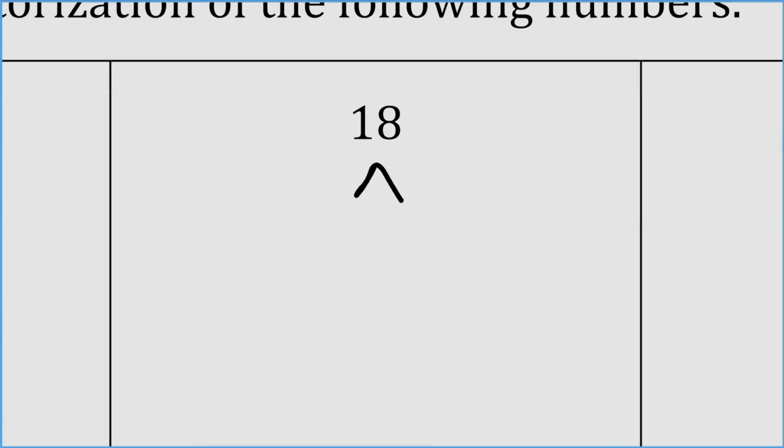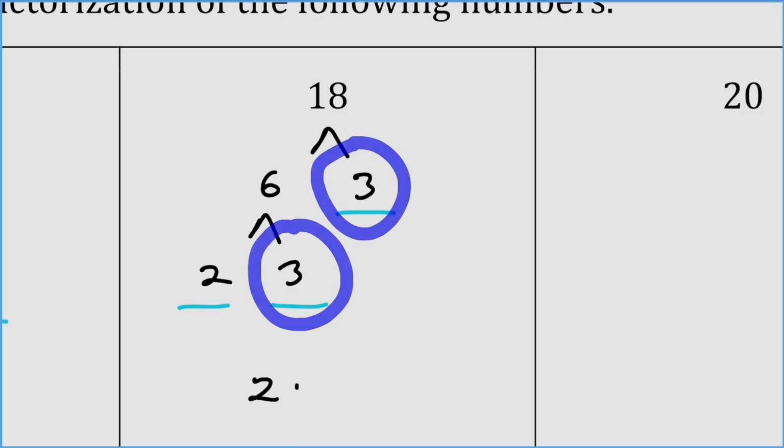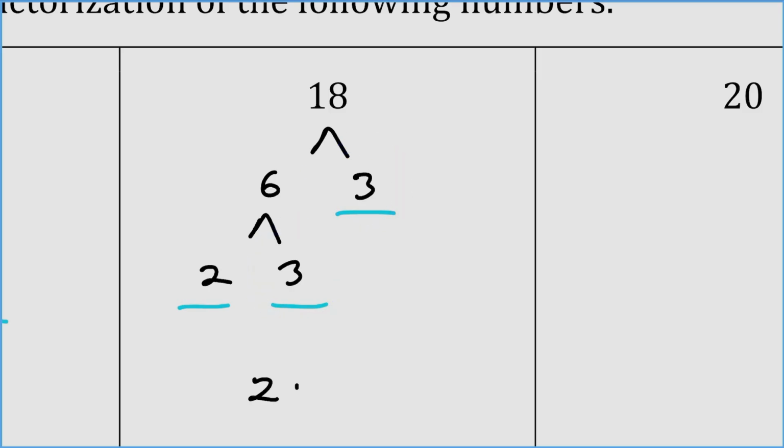18, you could break that up into a 6 and a 3. 3 is prime. So we're going to save that for the answer. 6, however, breaks apart into a 2 and a 3. So we have a 2, and then we have 2 3's. So we have 3 squared. And that right there is the prime factorization of 18.